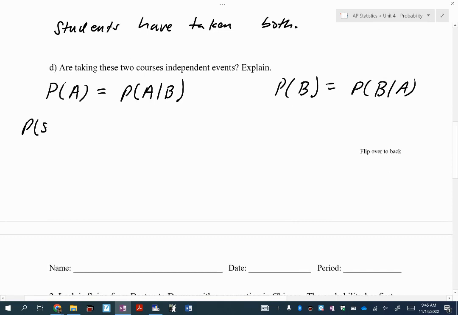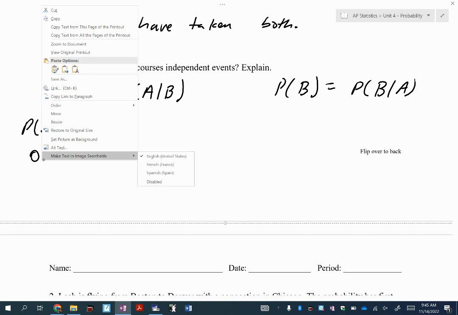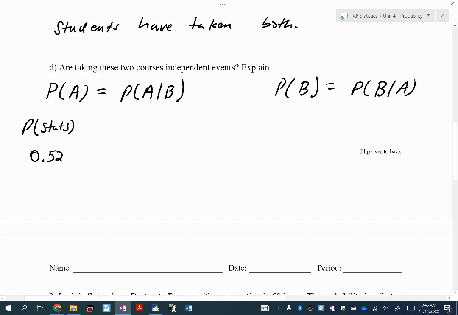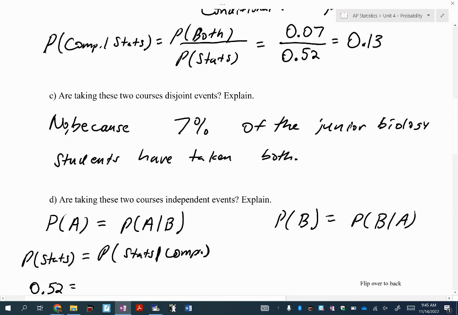Okay, so the probability of stats. All right? And we know this. We know the probability of stats. What was that from the very beginning? Wasn't it 0.52? Yes. Okay, but now I need to see if it's independent by doing the probability of stats, but now what am I telling you has happened about this student? They've taken the computer course. All right, so this is a conditional probability.